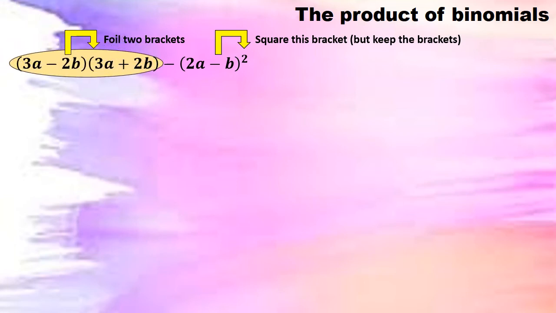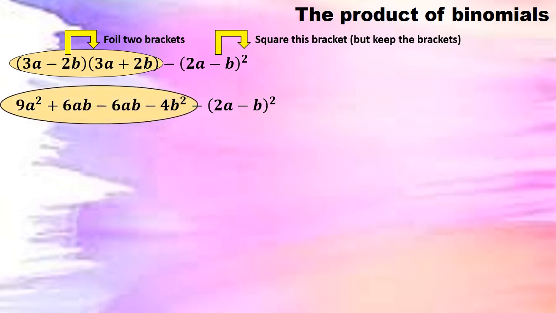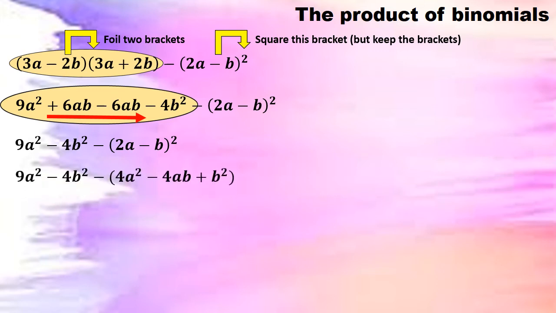So if we FOIL that out, you're going to get 3 times 3 is 9a squared plus 6ab minus 6ab plus times a minus is a minus 4b squared. So that is that simplified. You can rewrite that to clean it up: the plus 6ab minus 6ab falls away and you are left with 9a squared minus 4b squared. Okay, so now I'm going to distribute that 2 into the bracket, but I'm going to keep my brackets.